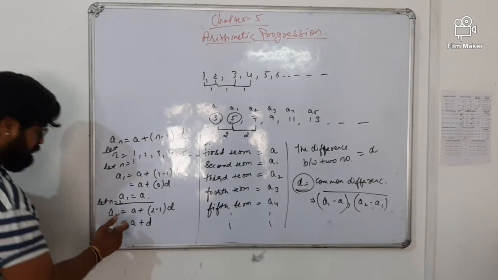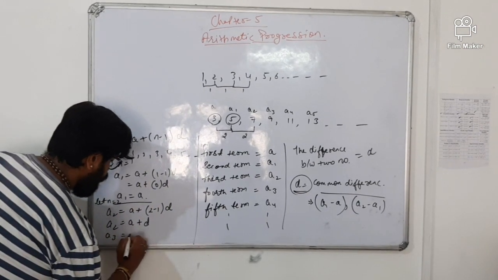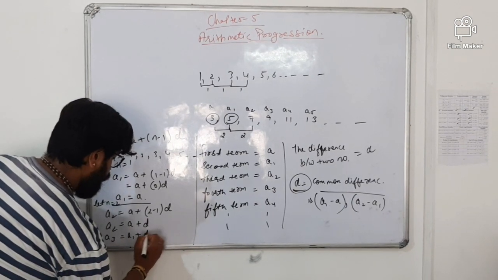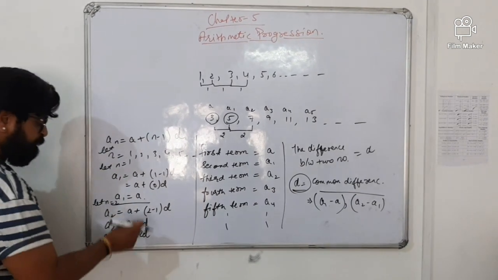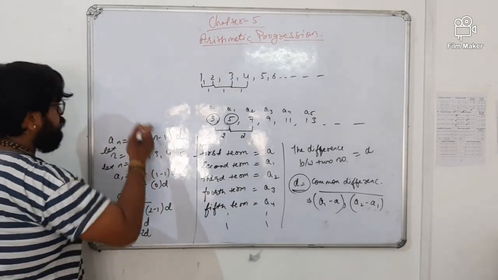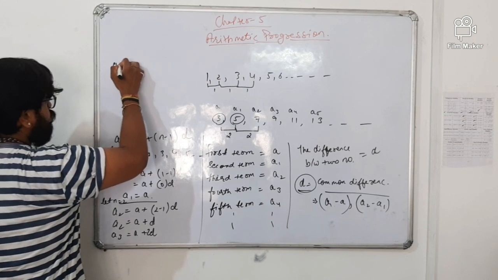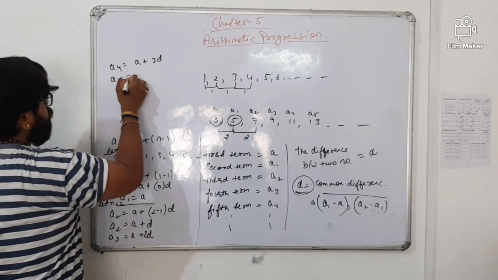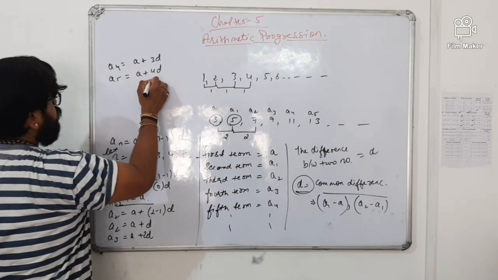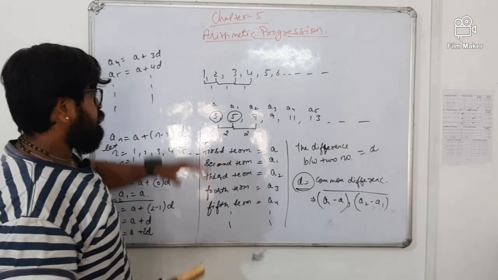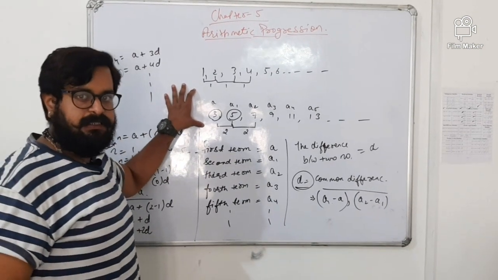Just like this, the third term, A3, will be A1 plus 2d, that is a plus 2d, and the fourth term will be a plus 3d. See, now here A4 will be a plus 3d, A5 will be a plus 4d. This will go on. So this is the introduction of this chapter.